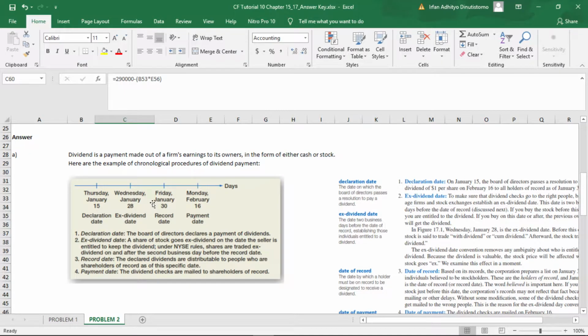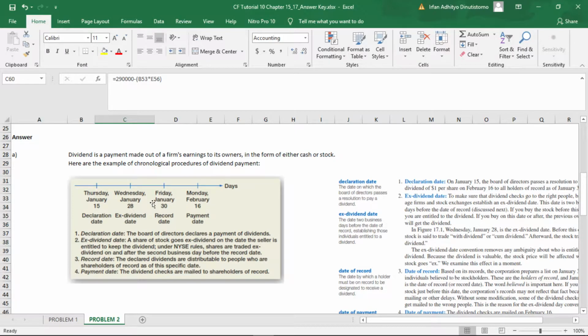So ex-dividend date is the latest date where I need to buy the stock in order to gain the dividend. So, in my example, if the record date is the 30th of January, I need to buy the stock on January 27 because the ex-dividend date is 2 business days before the record date.